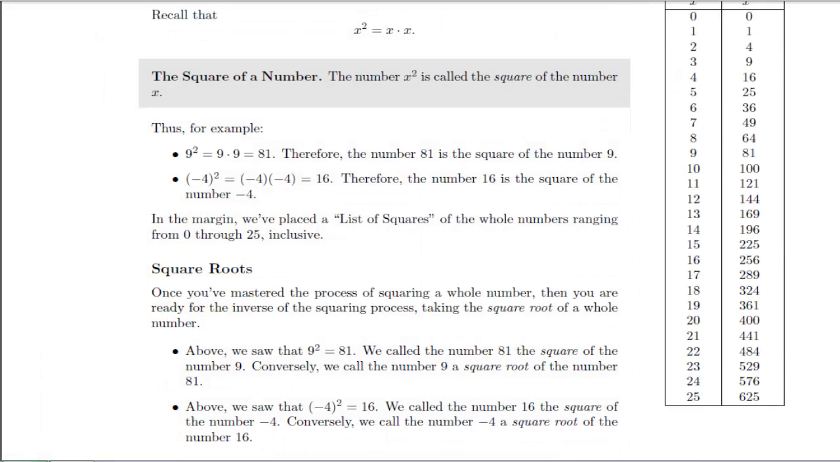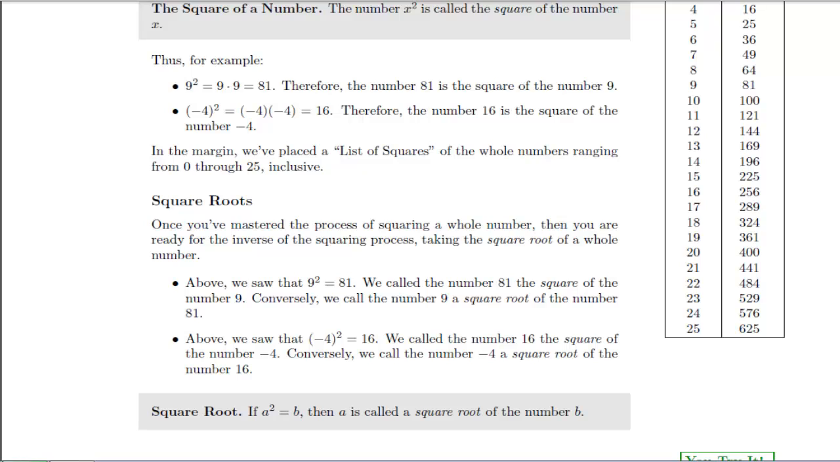Square roots. Once you have mastered the process of squaring a whole number, then you are ready for the inverse of the squaring process, taking the square root of a whole number. Above we saw that 9 squared equals 81. We called the number 81 the square of the number 9. Conversely, we call the number 9 a square root of the number 81.